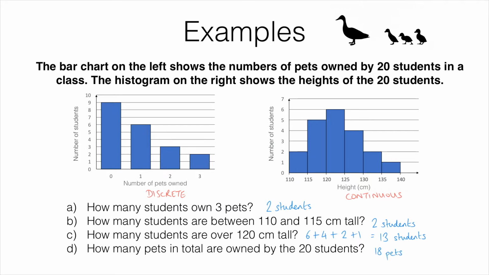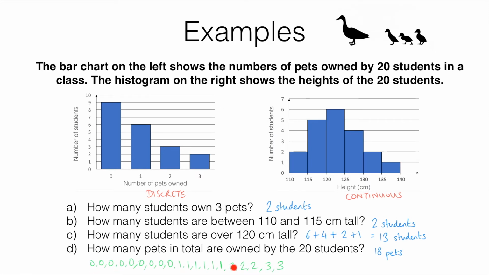If that's a little confusing, you could think of it like this. We have 9 students who own 0 pets. So if we were to list out the number of pets owned by each of the 20 students, we would have, first of all, 9 zeros. Then we have 6 students who own 1 pet each. Then we have 3 students who own 2 pets each. And finally, we have 2 students who own 3 pets each.